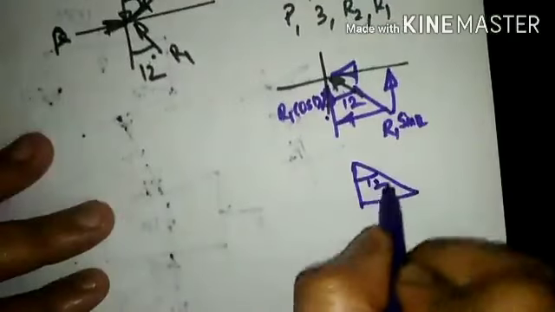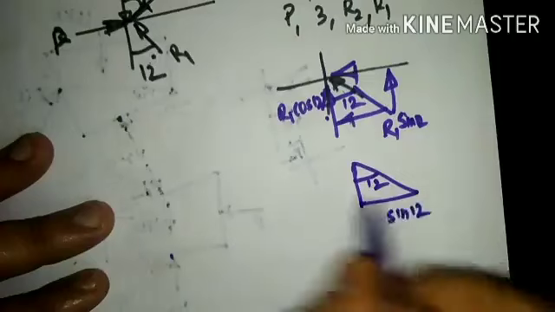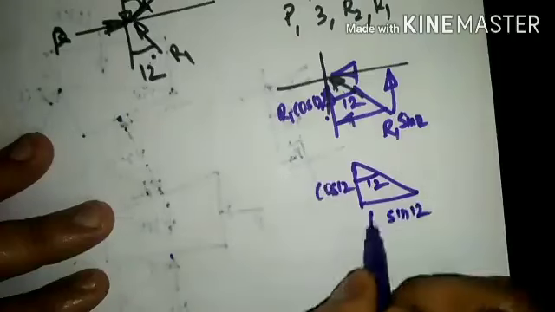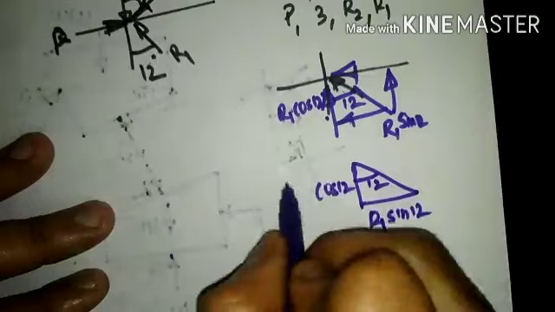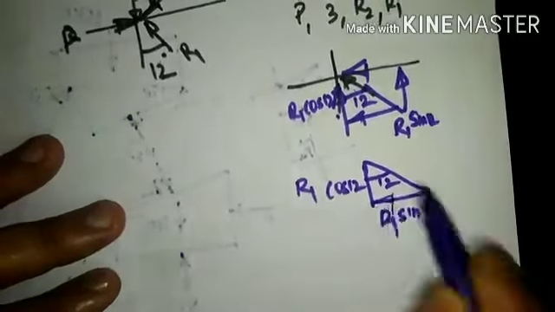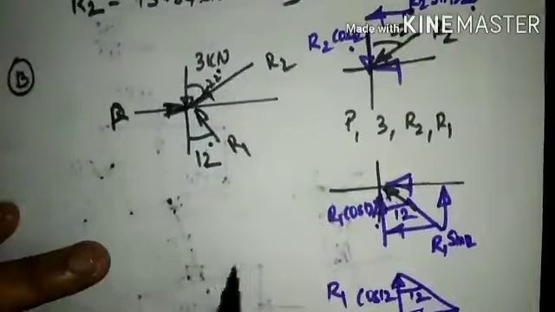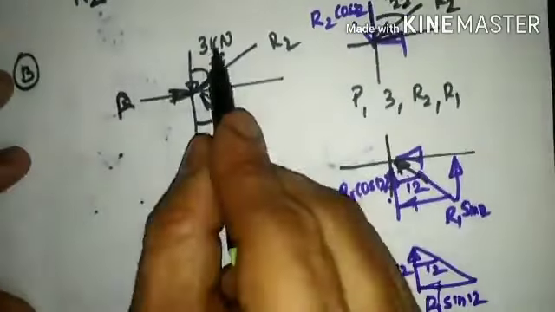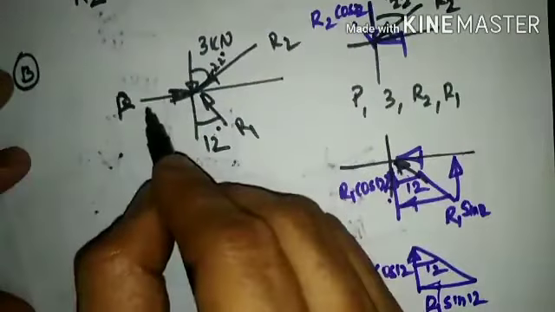So if you consider this as an independent triangle, this is 12 degrees. So this shall be sine of 12, and this shall be cos of 12. So this will be R1 sine 12 and this will be R1 cos of 12 degrees. So these are the forces pertaining to R1 and R2. The 3 kilonewton and P shall not be resolved because these are already forces parallel to X and Y. This 3 is parallel to the Y axis, P is parallel to the X axis.